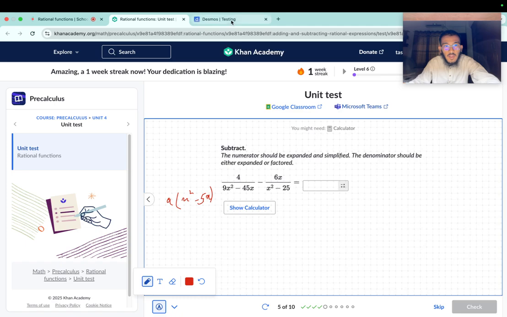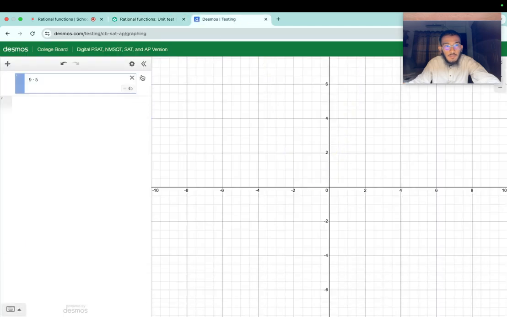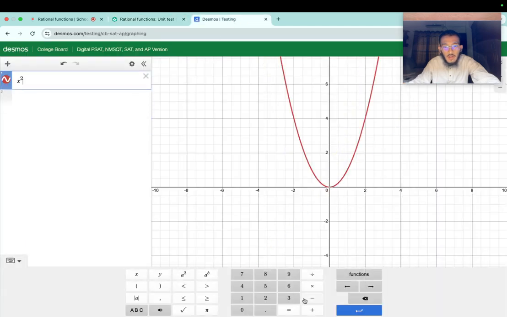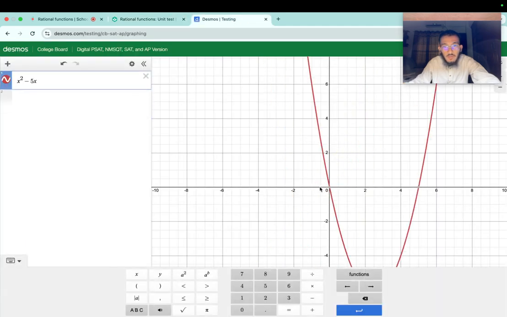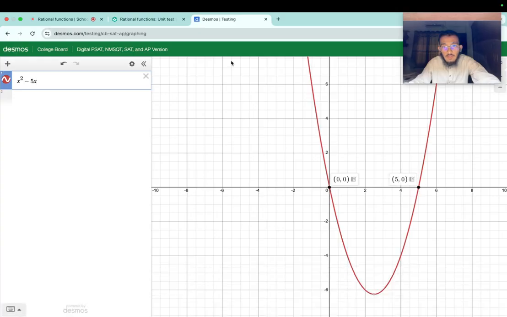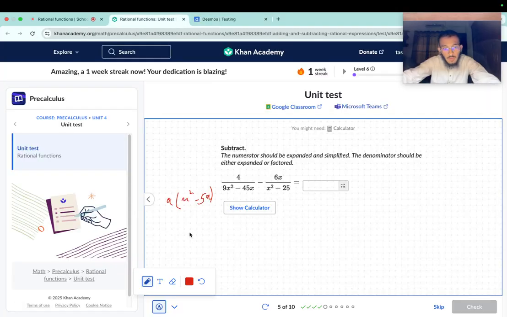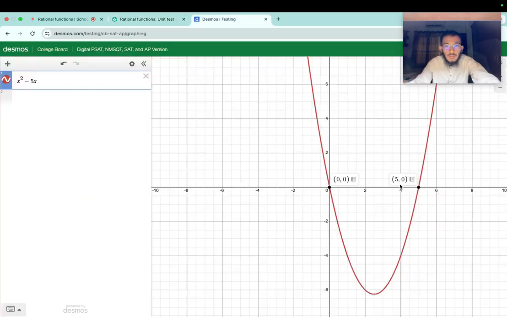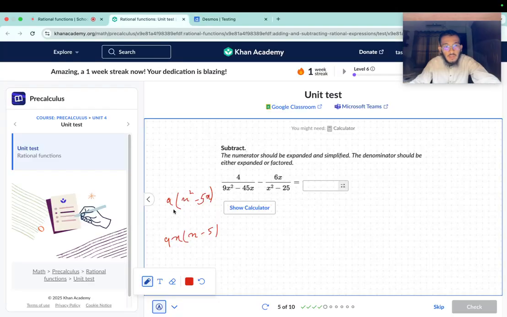Now we have to factorize x squared minus 5x. If you factorize that, we get 0 and 5. So x minus 5 and x, and the 9 that I have taken common. So x minus 5 for this one, only x for this one, and the 9 that I have taken common.